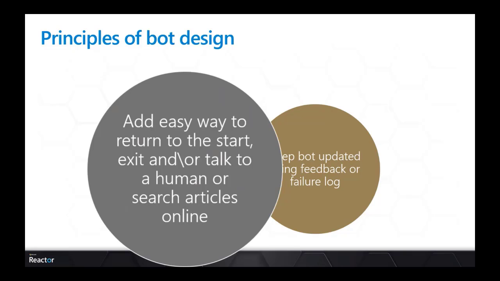Next principle here is you need to add an easy way to return to the start, exit, and or talk to a human or search articles online. So all those principles, you can see that they are all kind of connected to each other. And things that I mentioned for previous principle, they are related to this one too. In order to shorten your answers, you need that option to connect to a human or search articles online.